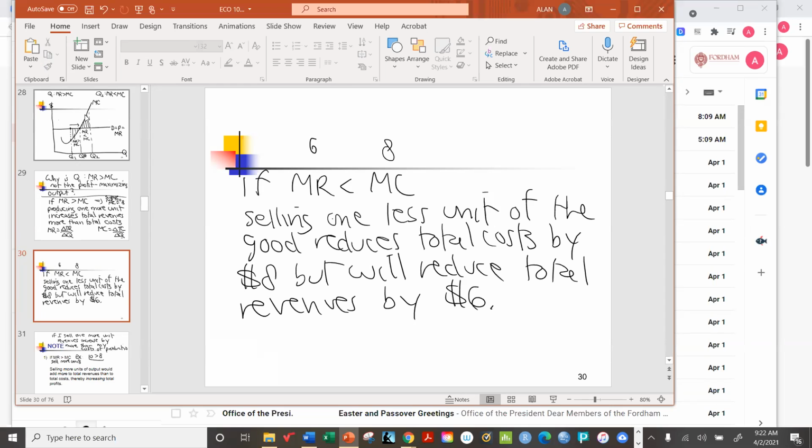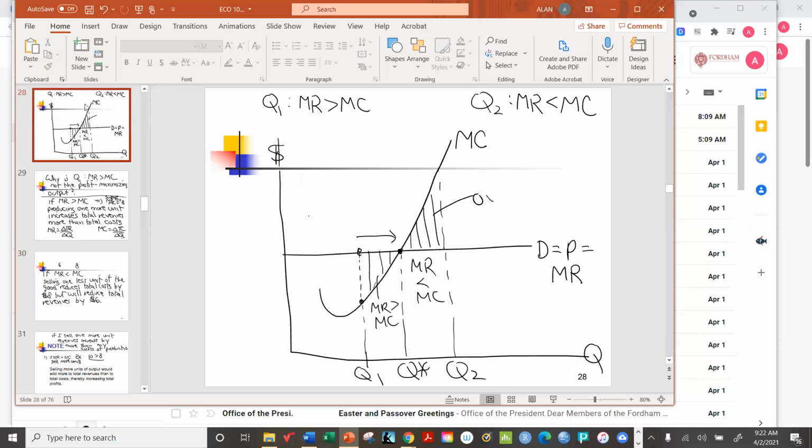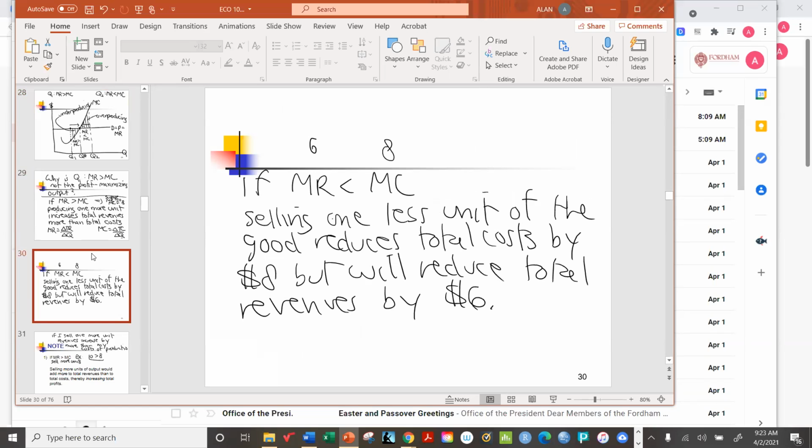Okay, so if I'm in this range where MR is less than MC, I'm overproducing this product, and so I want to move back in this direction. In this area down here, I am underproducing the product, and therefore, I want to make more. So the idea is that when you're underproducing, adding more output adds more to your revenues than your costs. When you're overproducing like this, cutting back reduces your costs more than your revenues. So no matter where you are, the only place where you can possibly be maximizing your profits is to be right here where the two are exactly the same. So I hope that made sense. But yes, the whole idea here is that MR needs to equal MC in order for us to maximize our profits.